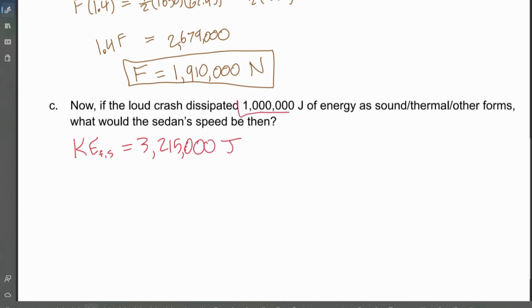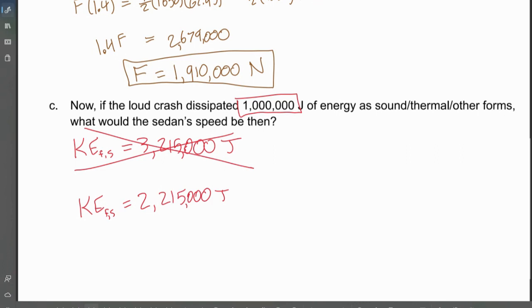Okay, but let's say we dissipated 1,000,000 of those joules. Oh, so we're basically taking a third of this off. So instead of that number, we would have the kinetic energy final of the sedan, a much more realistic number, of only 2,215,000 joules. What would the sedan's speed be then?